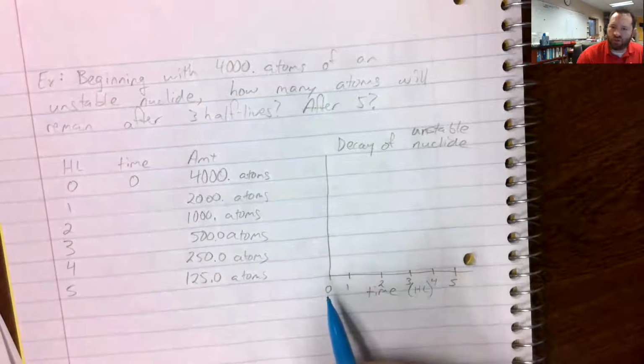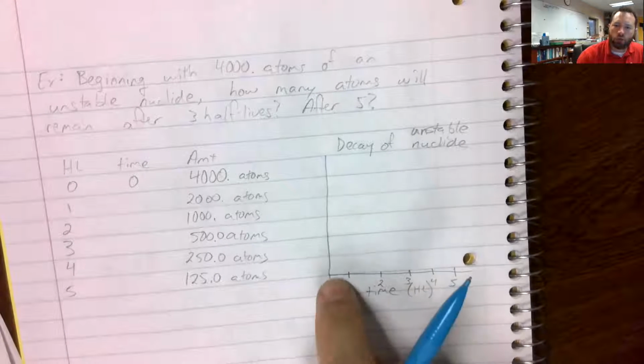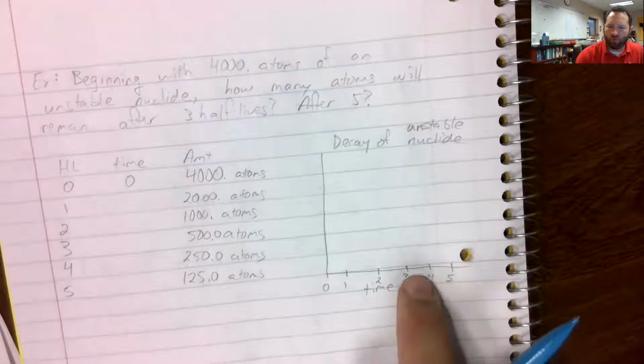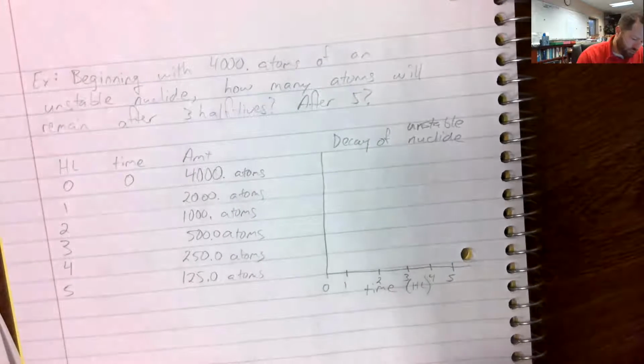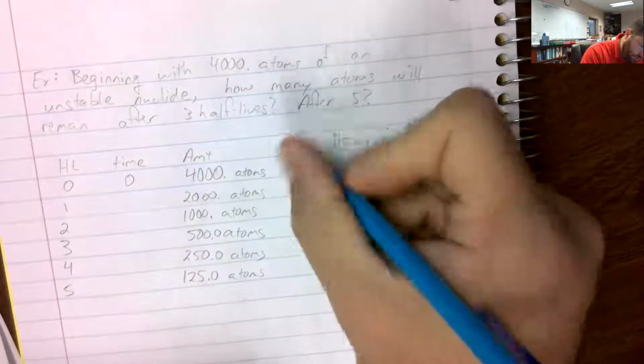Zero off the origin there. So after 1 half-life, 2 half-lives, 3 half-lives, 4 half-lives, 5 half-lives, try to make sure they're roughly equally spread apart. I can tell my 3 and 4 aren't quite spread out enough, but we're pretty close. All right, up at the top, I started with 4,000 atoms, so I go ahead and put that right at the top.